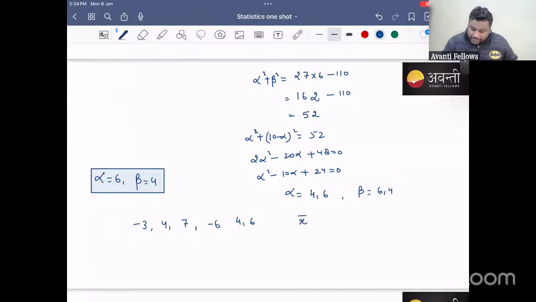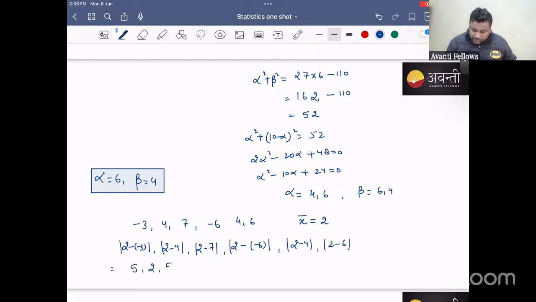Now what is their mean? Mean was 2. Got it? 6 and 4 are in the data, and the mean is 2. Now let's go with the deviation. Deviation is what? Mod of 2 minus minus 3, mod of 2 minus 4, mod of 2 minus 7, mod of 2 minus minus 6, mod of 2 minus 4, and mod of 2 minus 6. So that is 5, 2, 5, 8, 2, and 4.